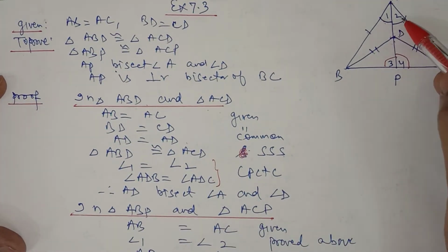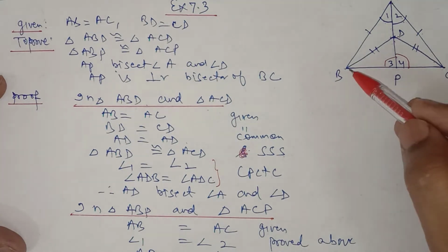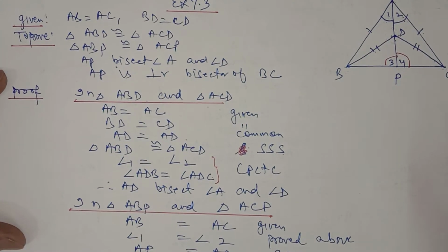Now because this angle is equal to this and this angle is equal to this, we can say that AP bisects angle A and angle D. This is the main thing you have to prove.